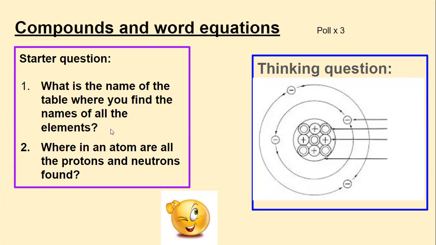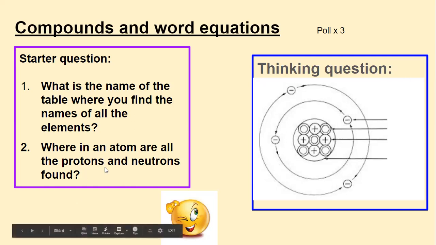Okay, so you find all the elements in something called the periodic table. Well done to you if you got that correct. And the protons and neutrons are all found in the nucleus of an atom.